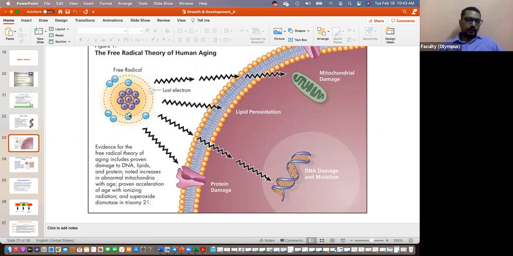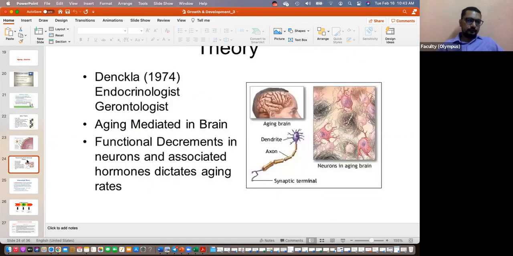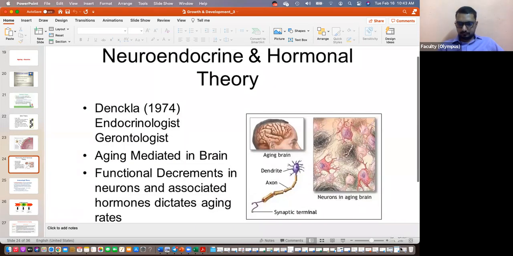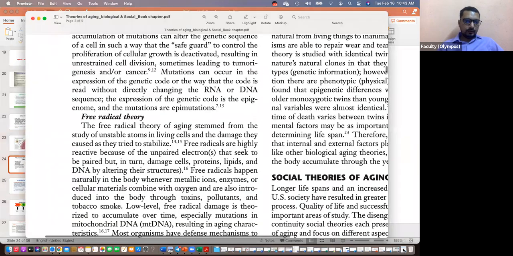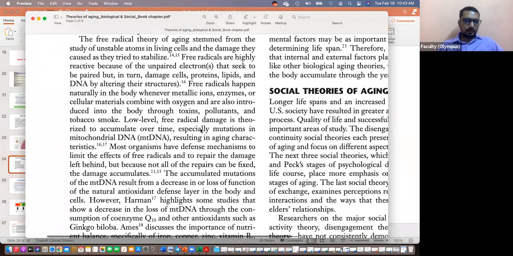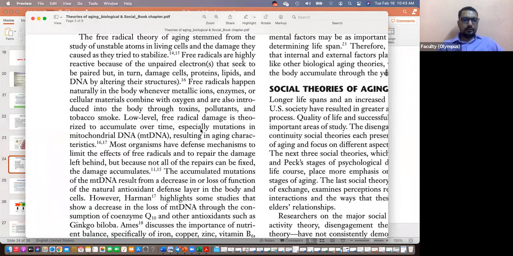Okay, so this is one theory called the free radical theory. Okay, this has been explained here. Free radicals and unpaired electrons and free electrons, how do they cause damage? You can read from this paragraph.